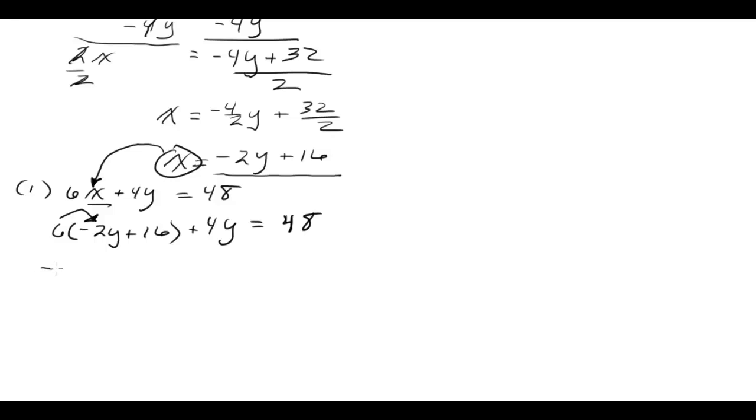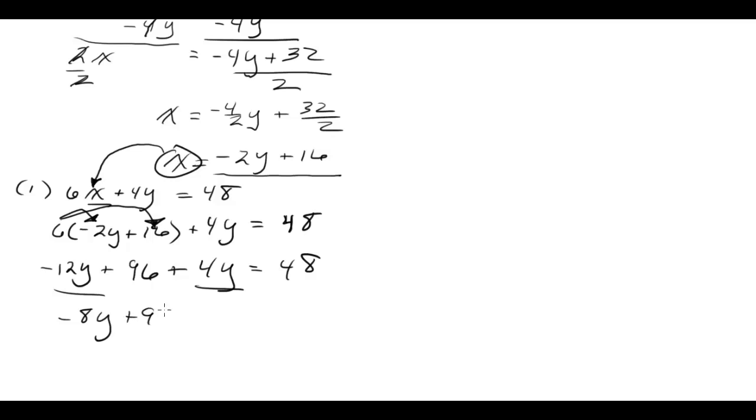6 times minus 2y is minus 12y. 6 times 16 is 96. And now I copy the rest of the equation. Plus 4y equals 48. Alright, I've got two similar terms. Let me combine them. Minus 12y plus 4y is minus 8y. Plus 96 is going to equal 48. Alright, let's subtract 96. Remember, we're solving for y, so everything else goes over here.